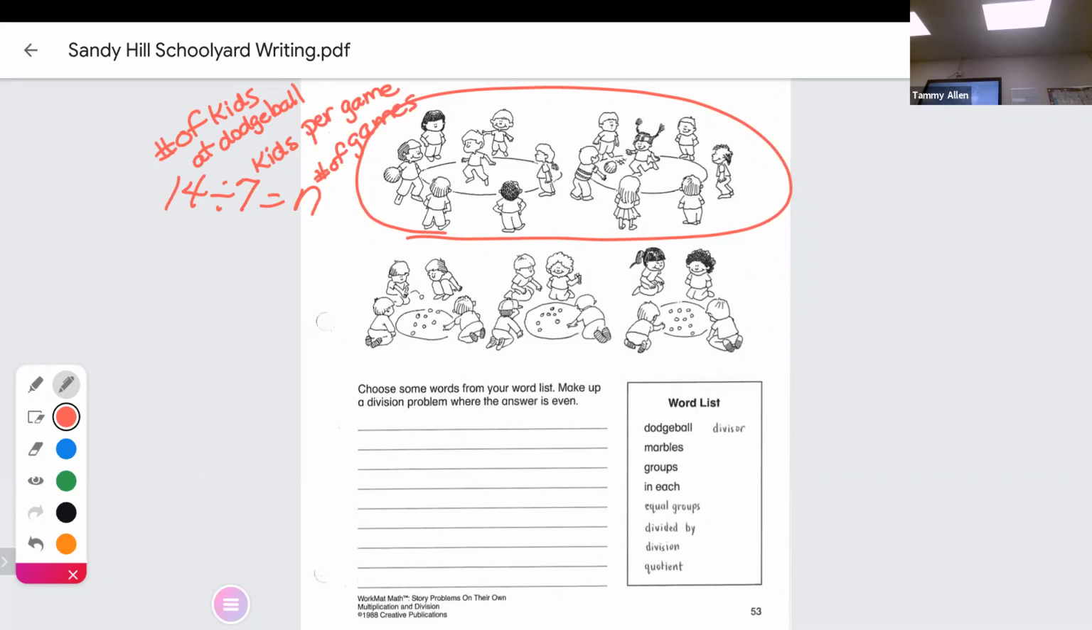All right, now, will we get an even number for our answer? Yes. Okay, so will this qualify as working for the directions? All right, so next to the bottom line, 14 divided by 7 equals n. Above that, n represents what? Number of games, right here. And we can be specific, number of dodgeball games.